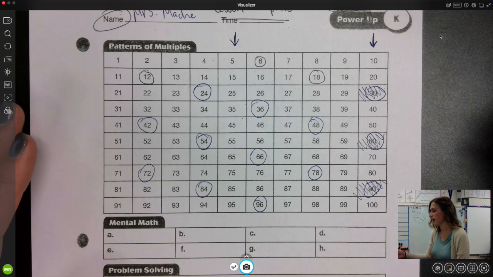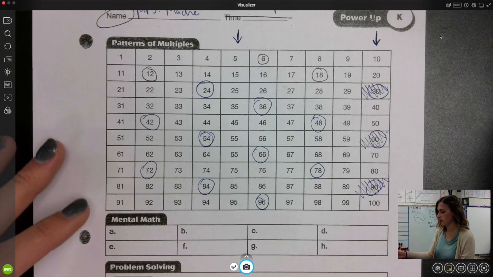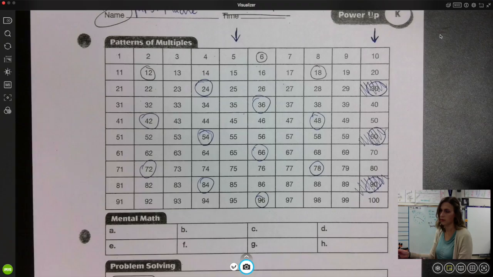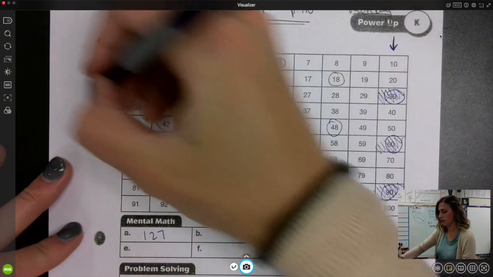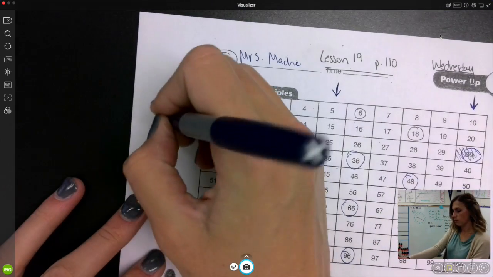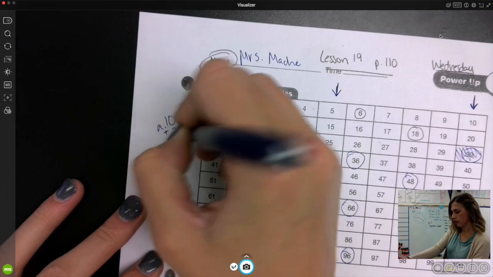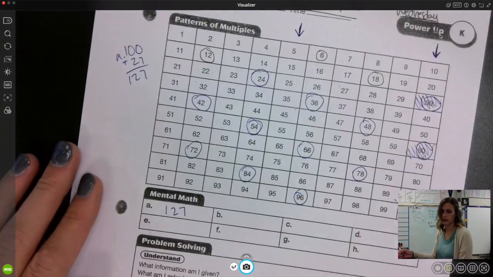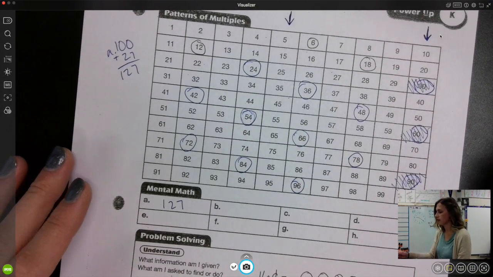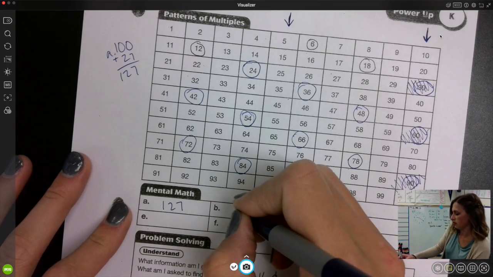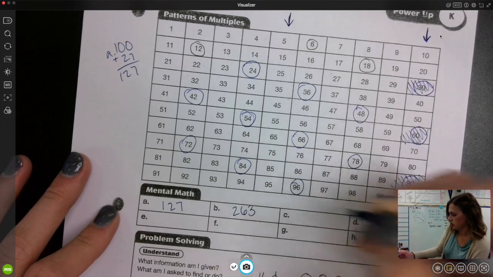Let's go on with that mental math. A says 27 plus 100. Well, 100 plus 27 is just going to give me 127, right? 100 plus 27 gives me 127. B, 63 plus 200. Same thing. 200 plus 63 is going to give me 263.